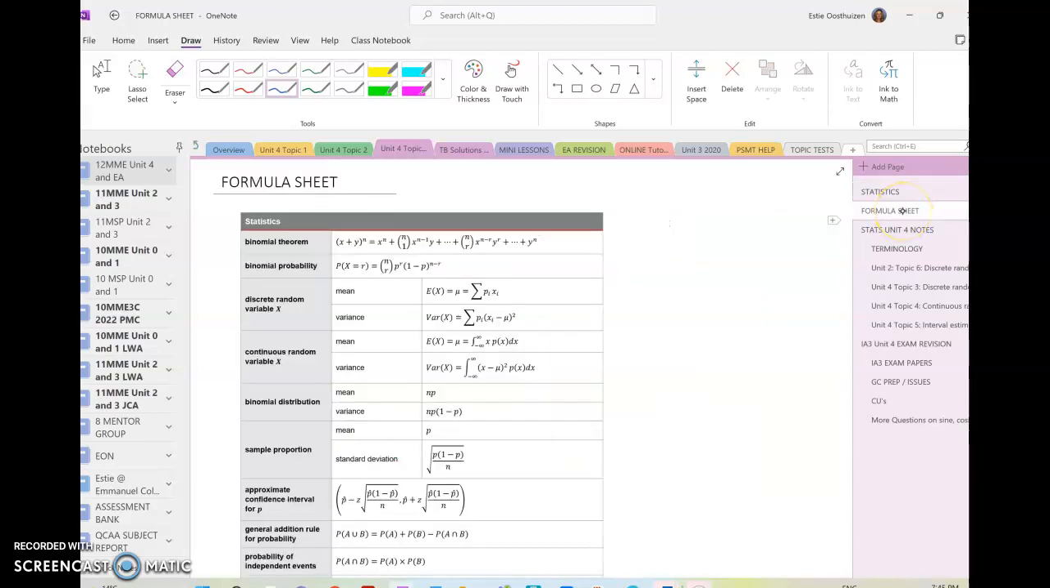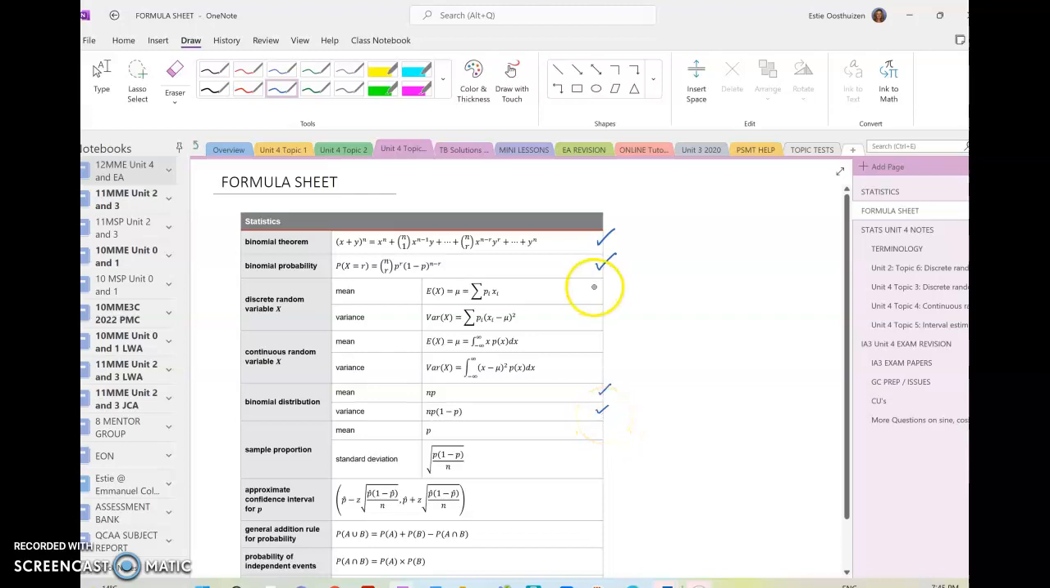Here's our formula sheet. We've done binomial theorem. We spoke about it a bit. We've done it in year 10. There's your binomial probability. And over here, if you have binomial data, this is how you calculate the mean, and that's how you calculate the variance. And remember, standard deviation is the square root of variance.